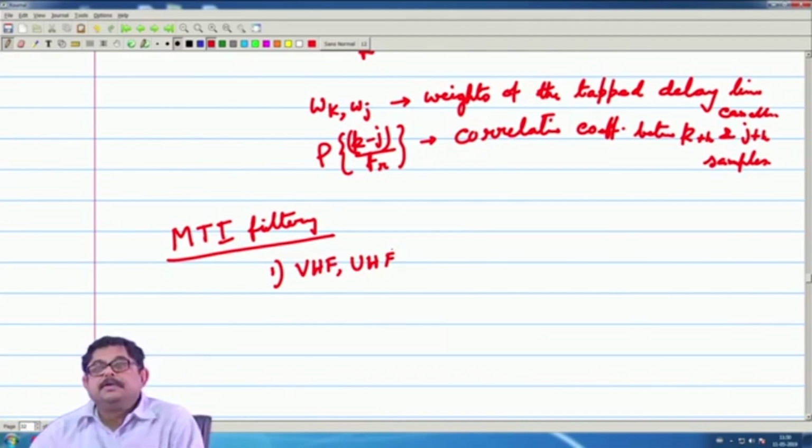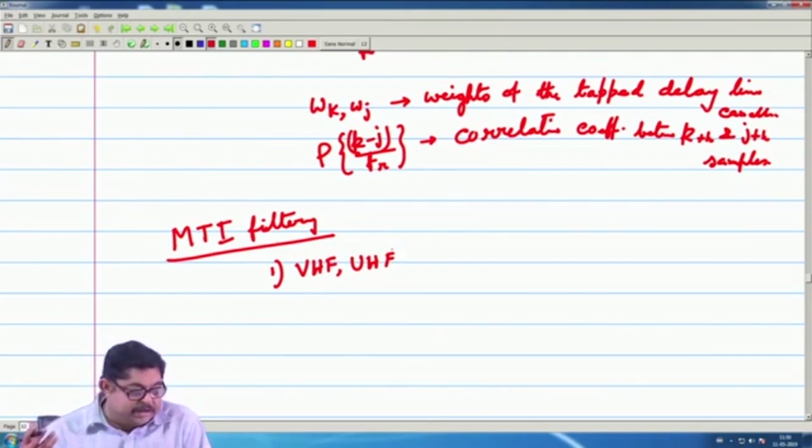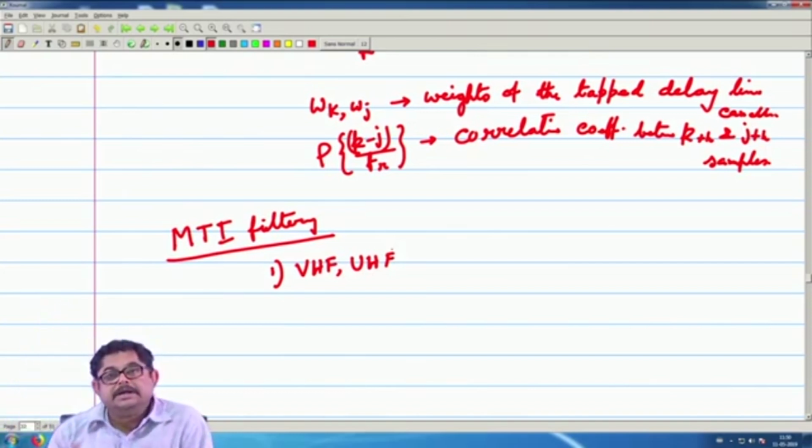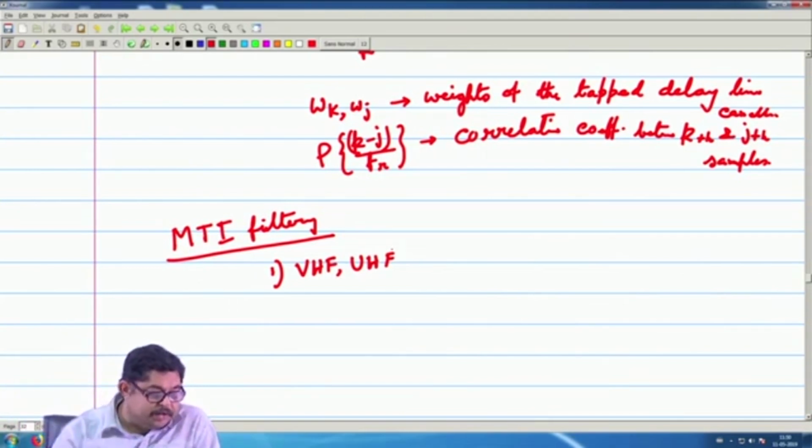But consider a case of airborne systems, actually AWACS, the early warning systems, where the radar is airborne and it is flying and observing whether any enemy things are coming or not.